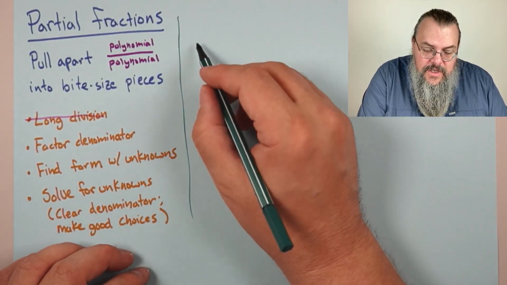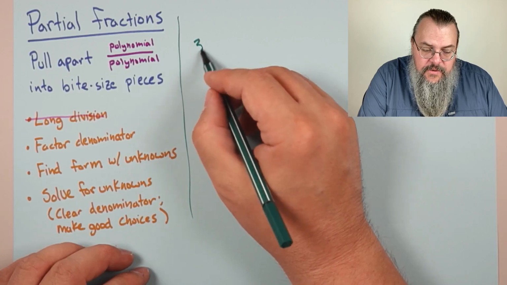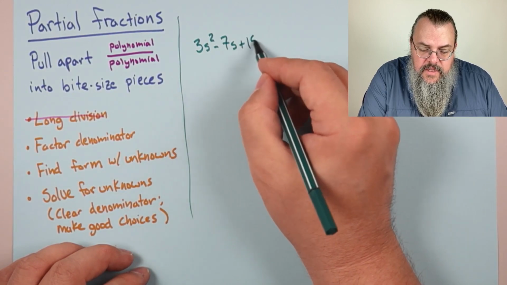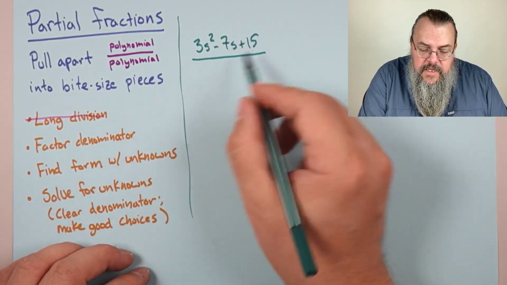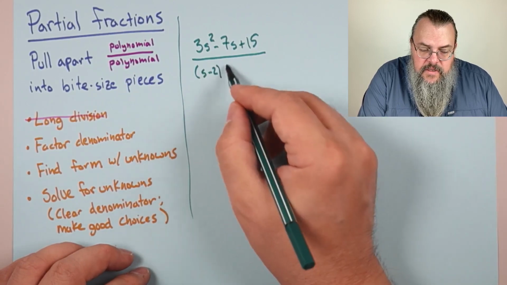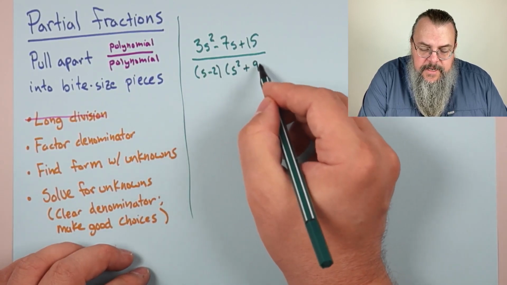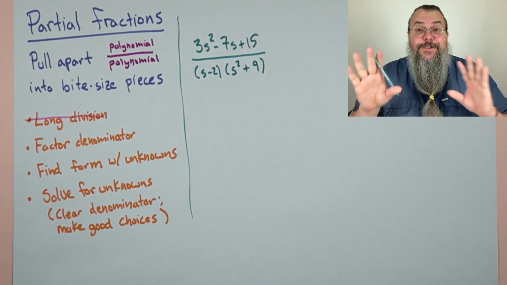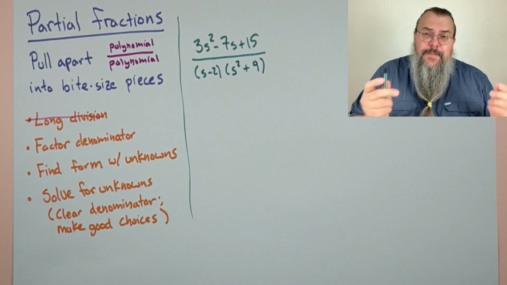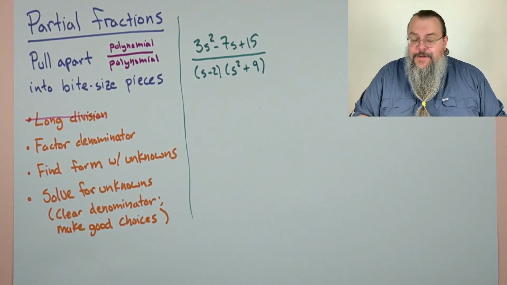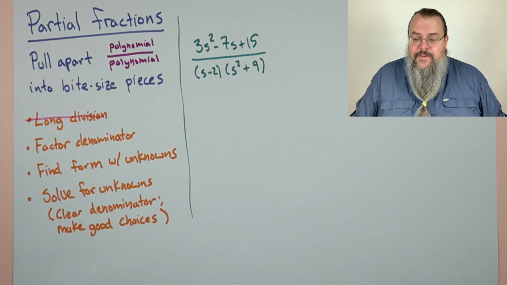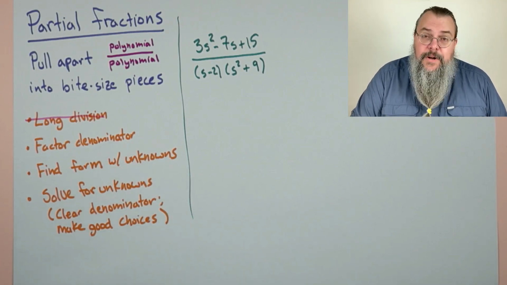Okay, so suppose we do partial fractions to the following: 3s squared minus 7 times s plus 15, and we'll divide that by s minus 2 times s squared plus 9. Now, remember, we said don't worry about long division because that's not our jam. That's maybe in Calc 2 you'd have to do that. But here, we're the nice class. We're the friendly class. So we have our expression, polynomial over polynomial. Our denominator's been factored.